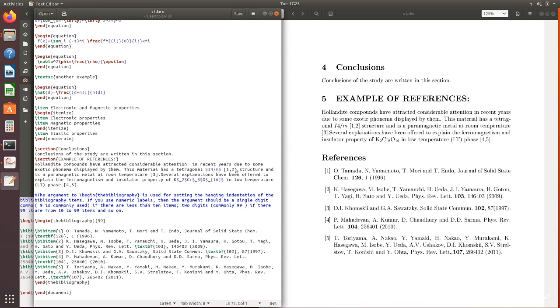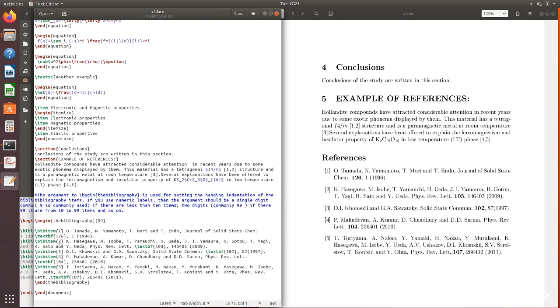If you see the output, you can understand that the information 1 and 2, and the sources from where the information is taken, are written here: 1 is this and 2 is this. That means the writer is O. Tamada, et al., and it is taken from the Journal of Solid State Chemistry. This is a journal, and 126 is the volume number, this is the page number, and this is the year of publication. And see here, it is written in bold, since I have used the command \textbf, which produces bold format. So that is here, 126, etc.